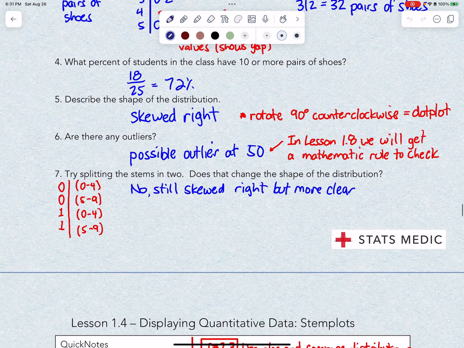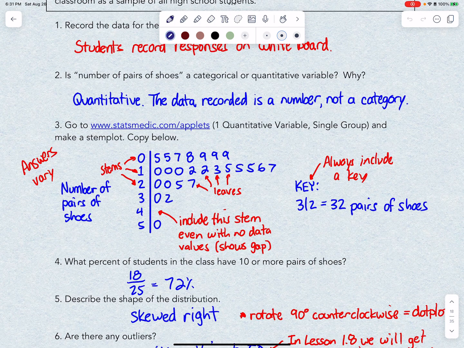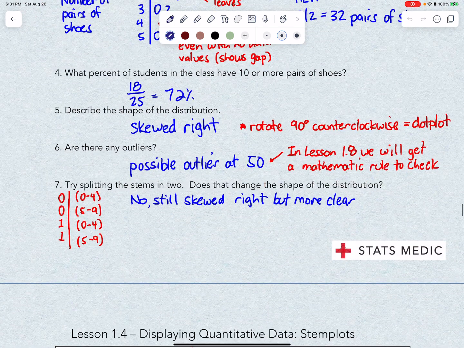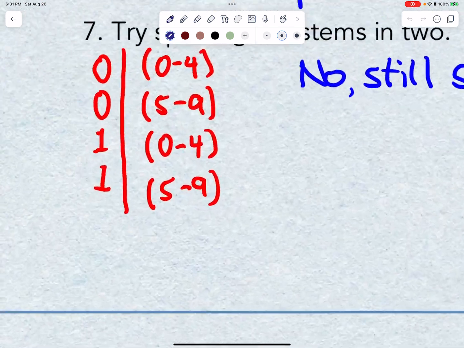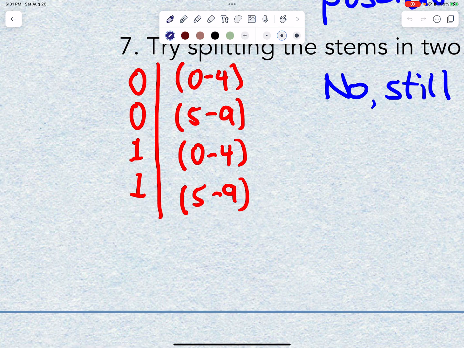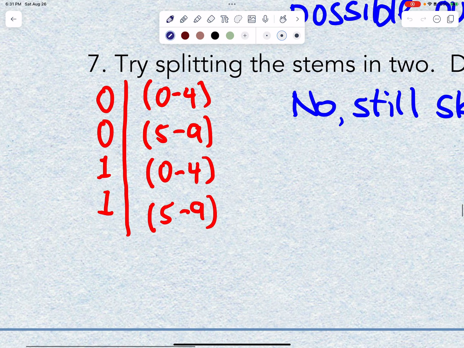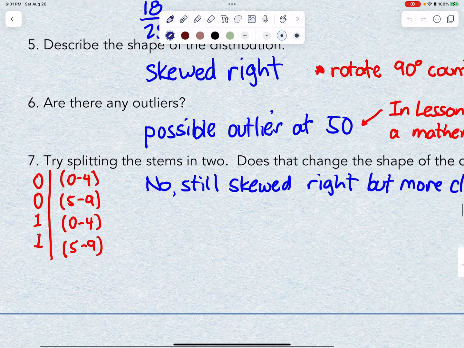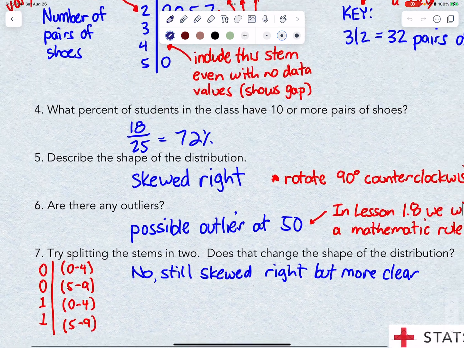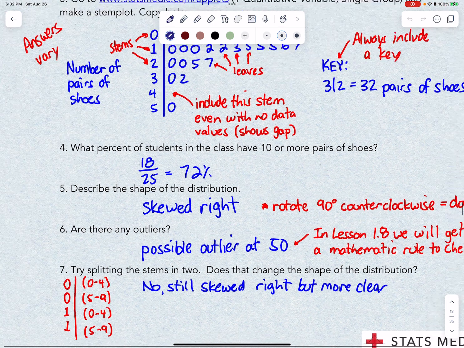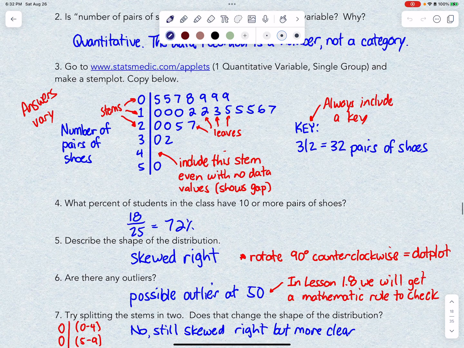Okay, this is splitting the stem. If the data is too clumpy and I can't really read it, I would split the stem. Instead of the first 0 being from 0 to 9, the first 0 would be from 0 to 4, and the next 0 would be from 5 to 9. The 1 would be from 10 to 14, and this one from 15 to 19. It's still skewed to the right, it's just a little bit more clear and easier to read.